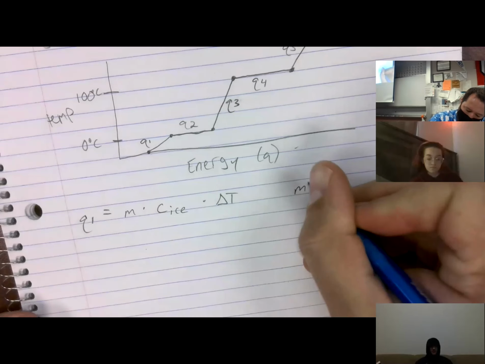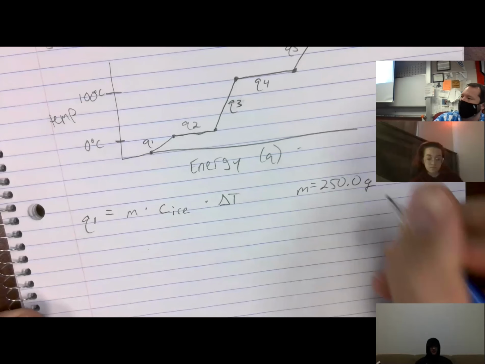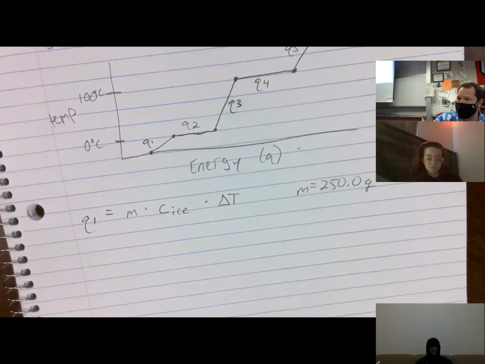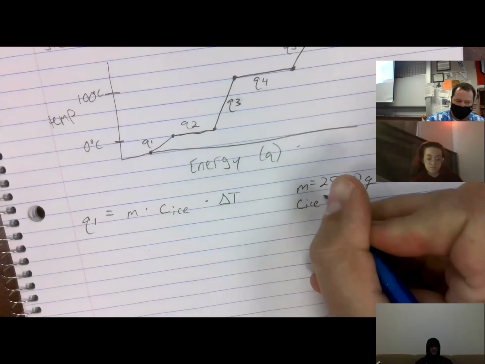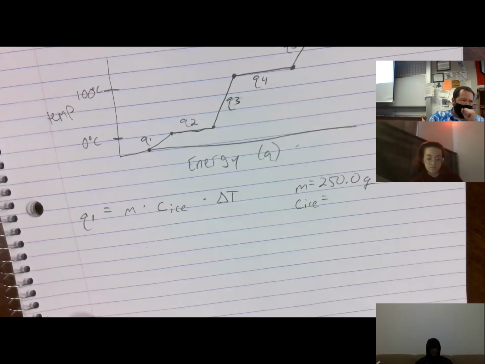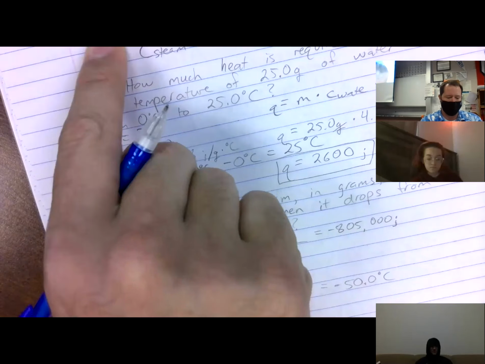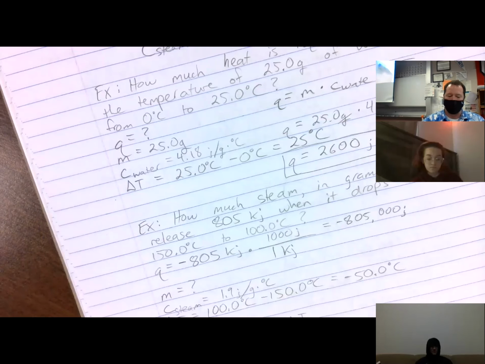Our mass all day long today is going to be 250 grams. That's not going to change. We're not destroying mass. Specific heat of ice. Don't know it off the top of my head. Good thing we took notes on it the other day. So specific heat of ice, 2.1 joules per gram degree Celsius.